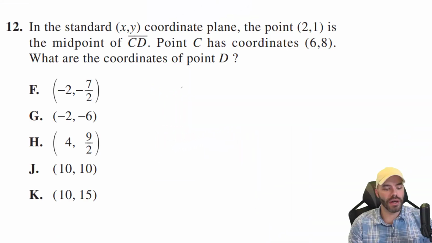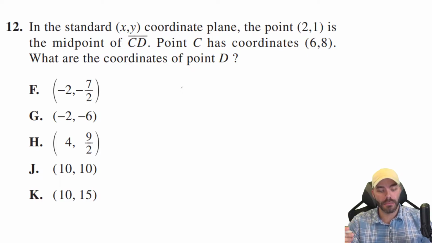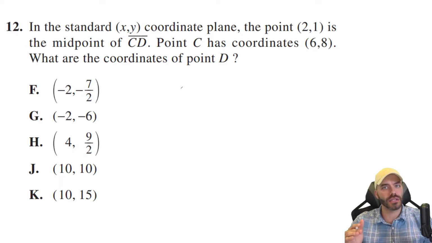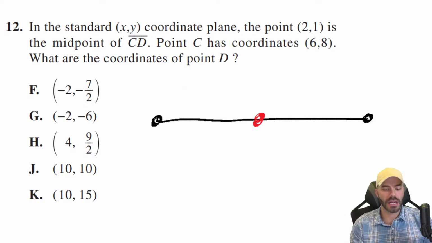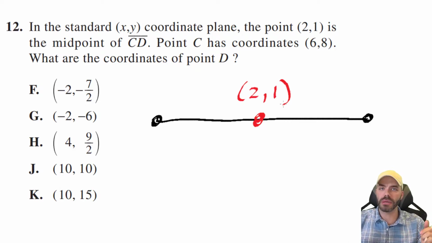All right, number 12. In the standard XY coordinate plane, the point 2, 1 is the midpoint of the segment CD. Point C has coordinates 6, 8. What are the coordinates of point D? Now, you could plot this in the 2-dimensional XY plane. I'm just going to plot it on a line, and I'll show you what I mean by that. I'm given the midpoint. The midpoint is 2, 1.